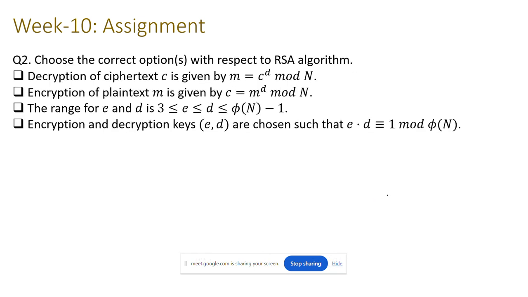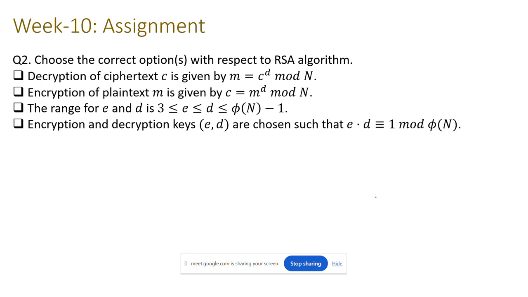Choose the correct options with respect to the RSA algorithm. Decryption of ciphertext C is given by M equal to C to the power D mod N. So let us go one after another. The first statement says decryption of ciphertext C is given by M equal to C to the power D mod N. According to the standard RSA naming convention, D is the decryption key, and let's say E is the encryption key. So, is the first statement correct?